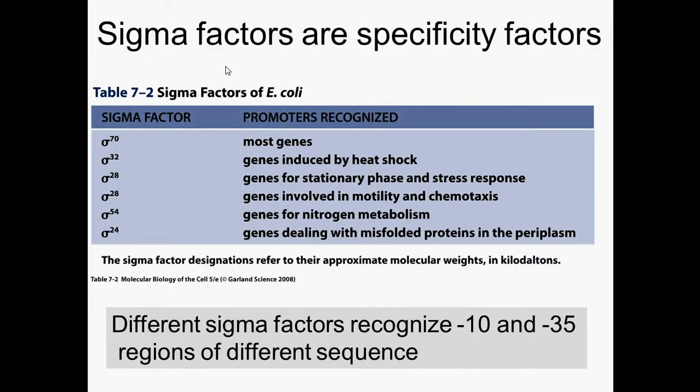And over here we have different sigma factors being activated based on the cell needs. If the cell is being heat shocked, then sigma 32 is activated, where more chaperones are being made because of sigma 32. And then sigma 28 genes are activated for the stationary phase and the stress response. And if the bacteria are placed in nitrogen medium, nitrogen metabolism is needed, so sigma factor 54 is on, so the genes that are needed for nitrogen metabolism are being activated.